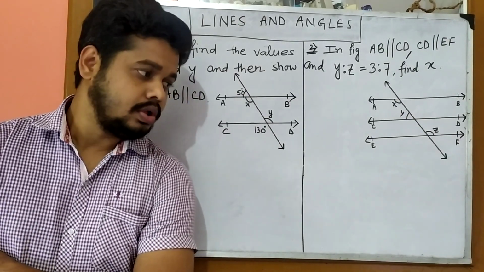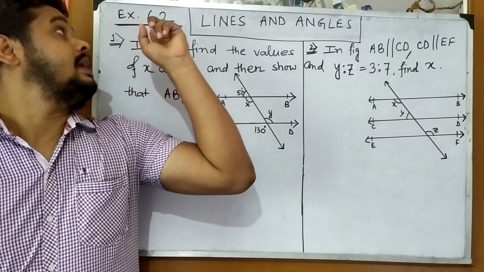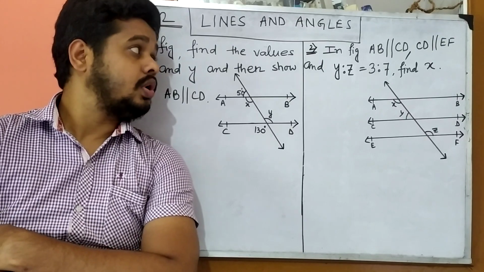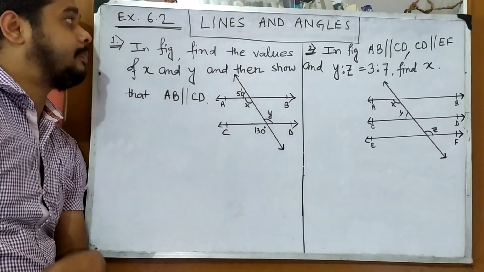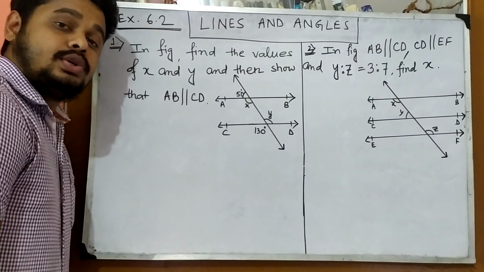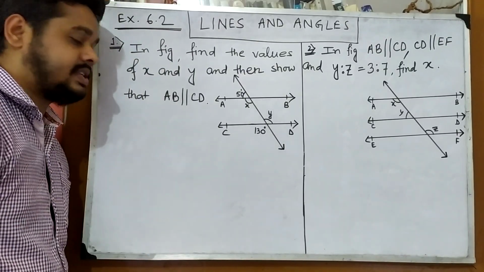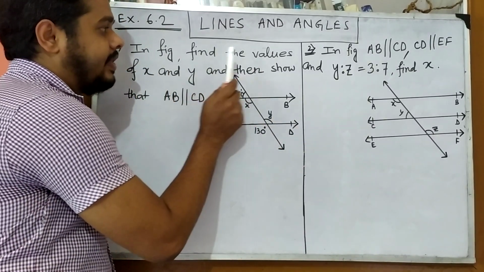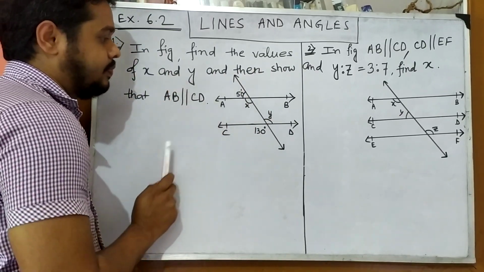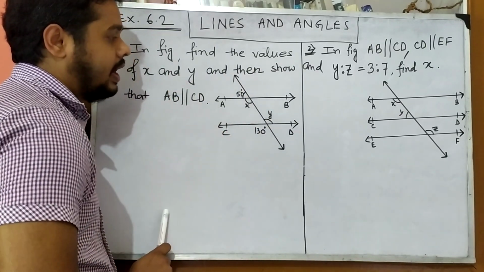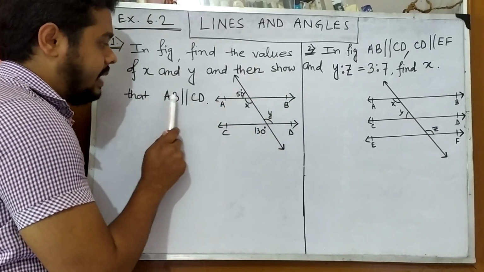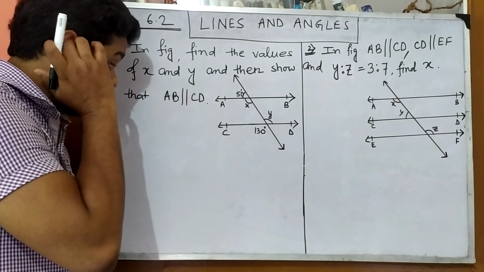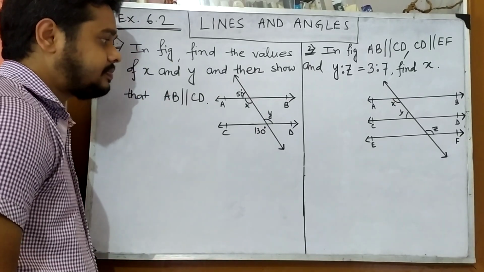Today we are going to solve the problems of exercise 6.2. All the theory part is already completed, so now we are going to solve the problems of exercise 6.2. The first problem of exercise 6.2 is in the figure. Find the values of x and y, and then show that AB is parallel to CD. It is not given that AB is parallel to CD.